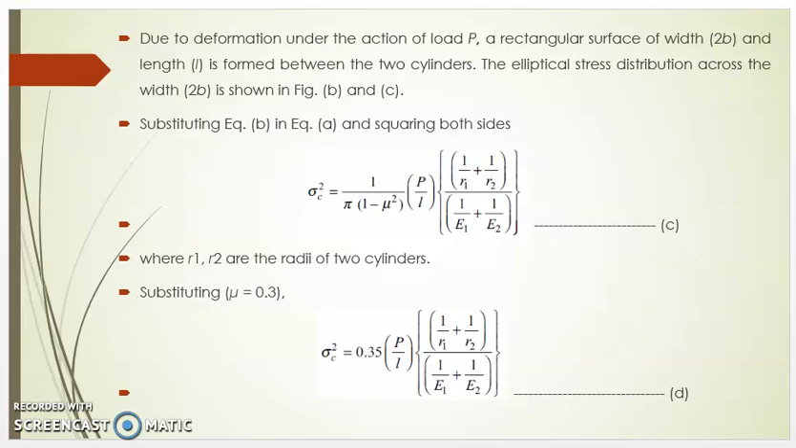Substituting equation B in equation A and squaring both sides, we get sigma c square is equal to 1 divided by pi into bracket 1 minus mu square divided into P divided by L into bracket 1 upon R1 plus 1 upon R2 divided by 1 upon E1 plus 1 upon E2, where R1 and R2 are the radii of two cylinders. Substituting mu is equal to 0.3, we are getting sigma c square is equal to 0.35 into P divided by L into bracket 1 upon R1 plus 1 upon R2 divided by 1 upon E1 plus 1 upon E2, equation D.